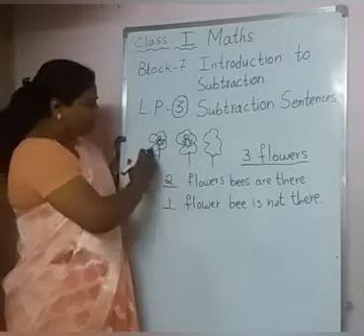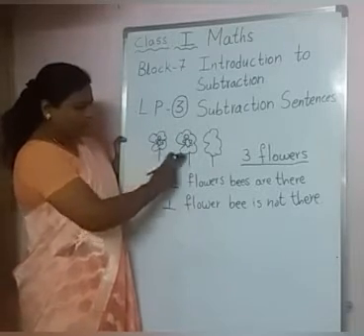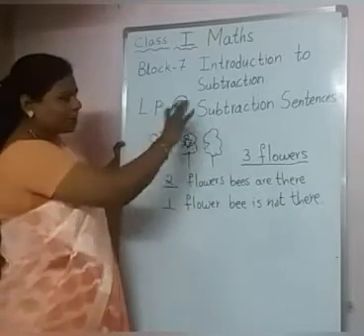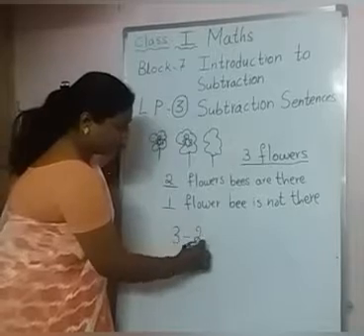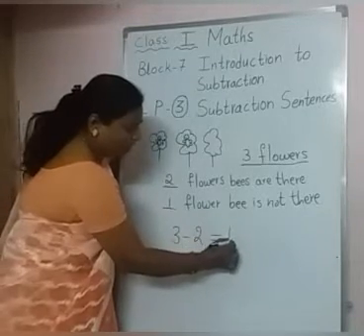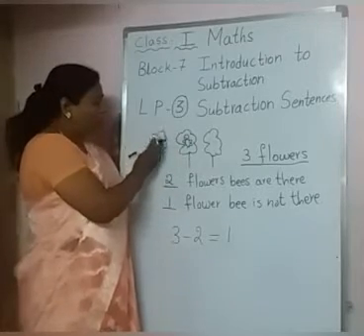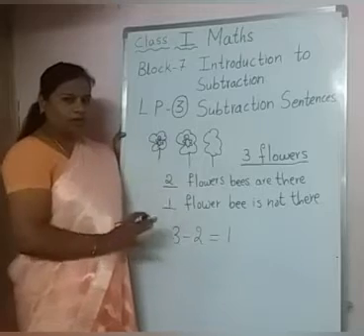Okay children. So 3 flowers are there. On 2 flowers bees are there. And on 1 flower a bee is not there. So how will the subtraction sentence be? 3 minus 2 is equal to 1. Okay children, we are not taking away. We are telling on how many flowers bees are there. Fine, you understood this one, children, clear?